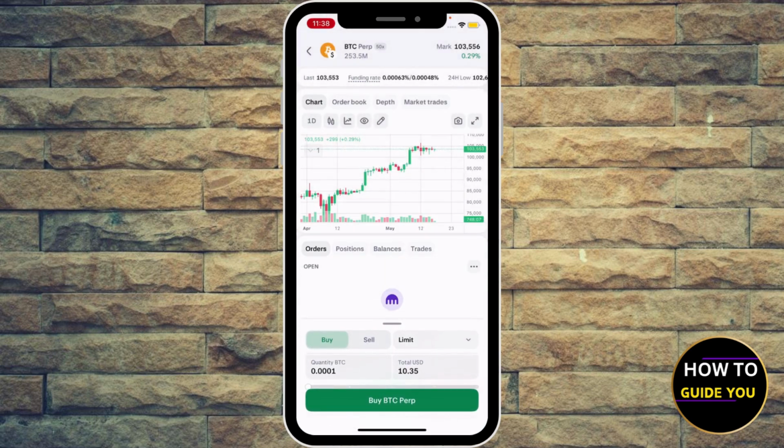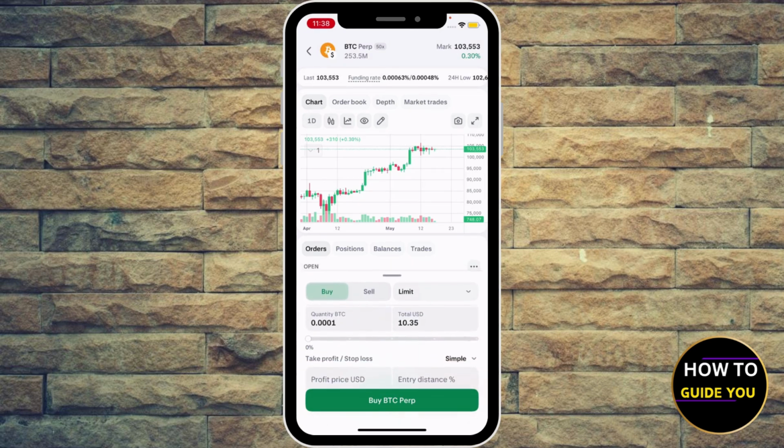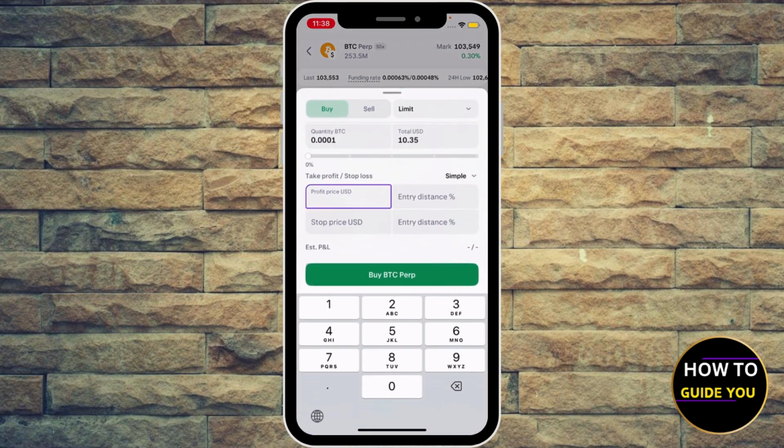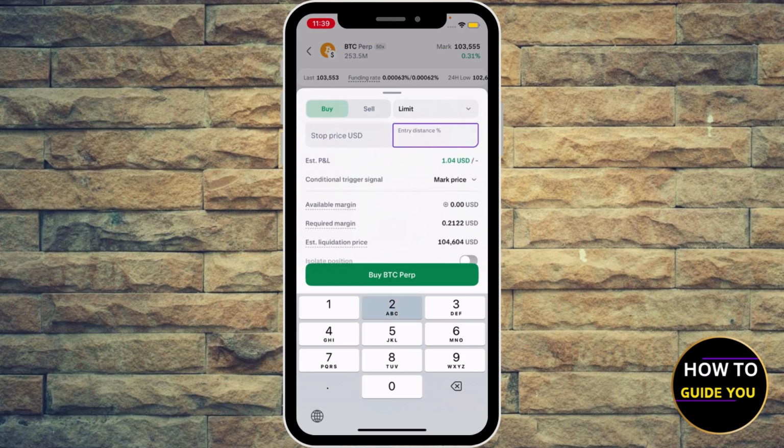So as you can see right here, the market price is 103,553. Let's say the take profit, let's say 110, or let's say right here 10 plus, 113, and the stop loss should be minus 25, which means 77,000.